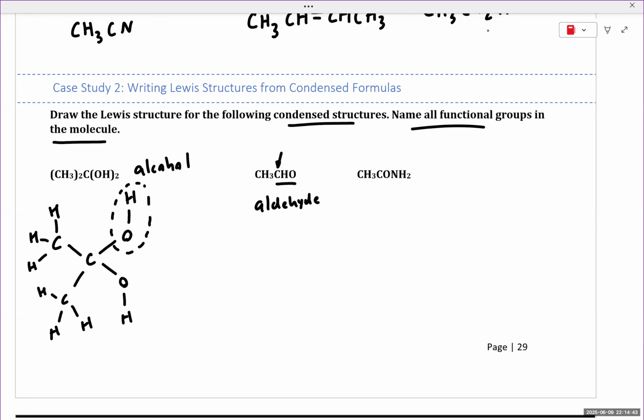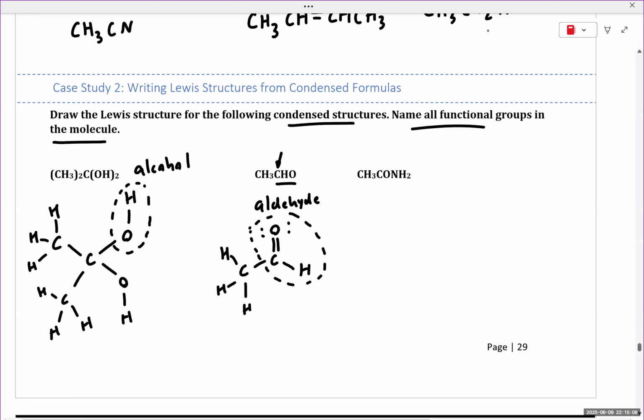You can also tell because this carbon has fewer hydrogens than it would usually have if it were just a complete normal straight chain carbon. So we write out our CH3 group, and then we write out the aldehyde group, which is a carbon-oxygen double bond and a carbon attached to a hydrogen. So this entire functional group is known as an aldehyde.